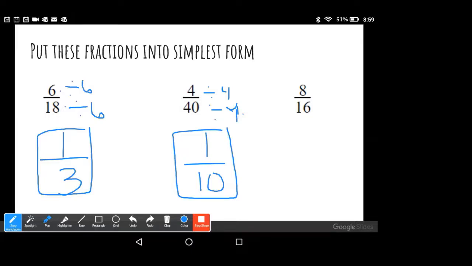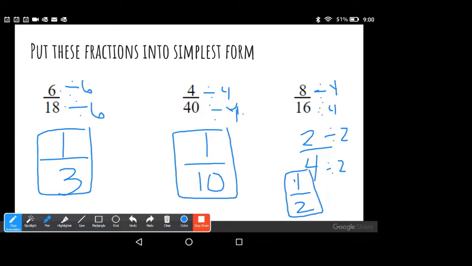Okay, last one, 8/16. So what does 8 and 16 have in common? And I'll just show you an example. If you think 2 or even 4, let's do 4. 4 in common, so divide by 4. 8 divided by 4 is 2. 16 divided by 4 is 4. Notice they're both still even, so you could go further. Divide by 2 again. 2 divided by 2 is 1. 4 divided by 2 is 2. Now that is simplest form, 1/2. Okay, so I have to go all the way down.